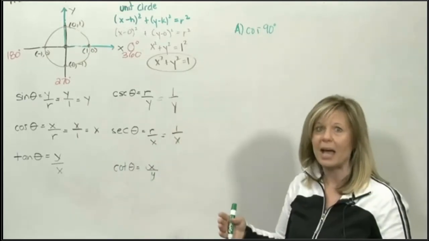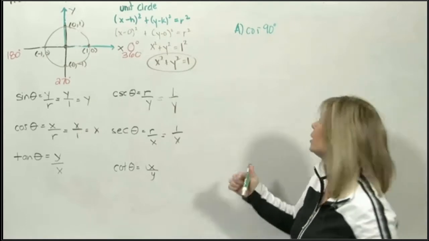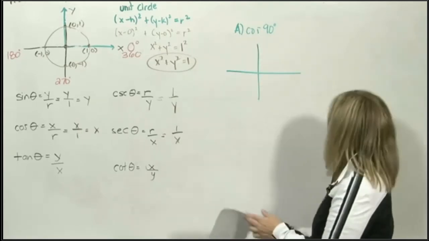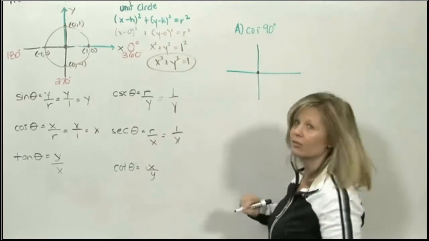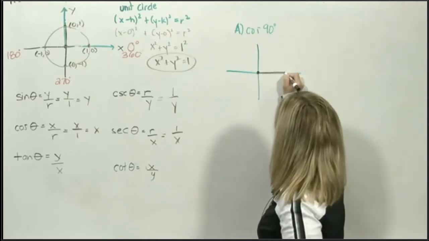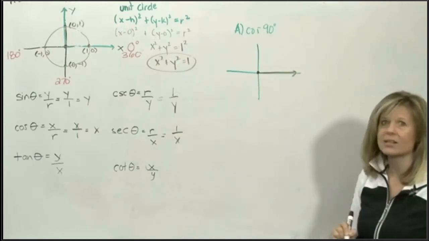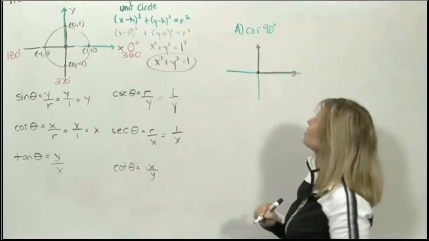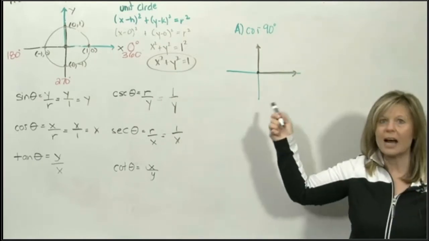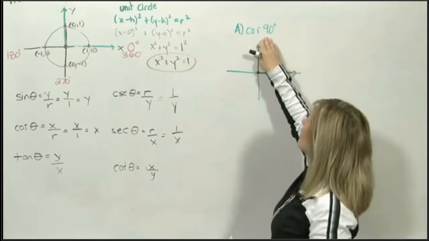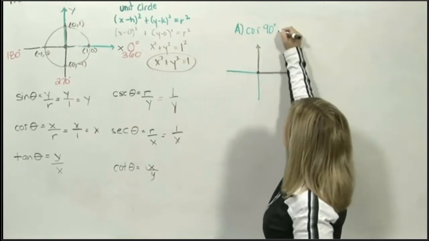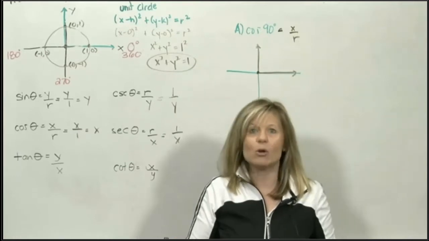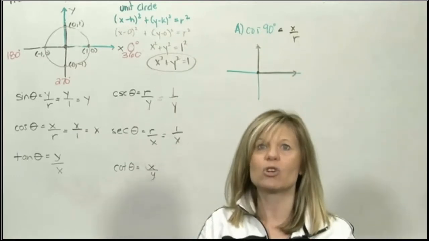Well, if you drew a 90-degree angle, you'd put your vertex at the origin. You put your initial ray on the positive x-axis. To draw an angle that's 90 degrees, your terminal ray would go on the positive y-axis. You clearly cannot draw a right triangle. So to evaluate the cosine of 90, which we know the definition is x over r, we can't use the right triangle. We would have to use our unit circle.